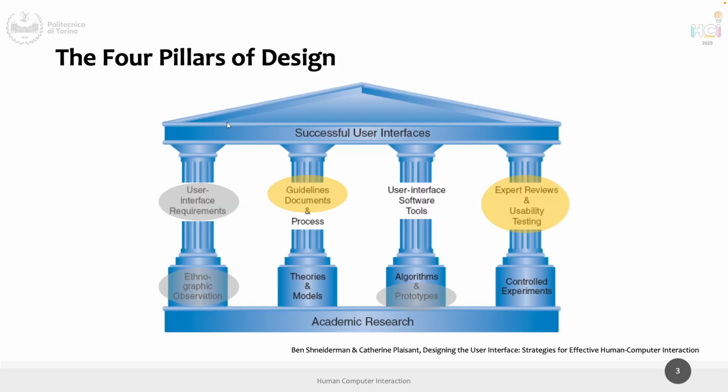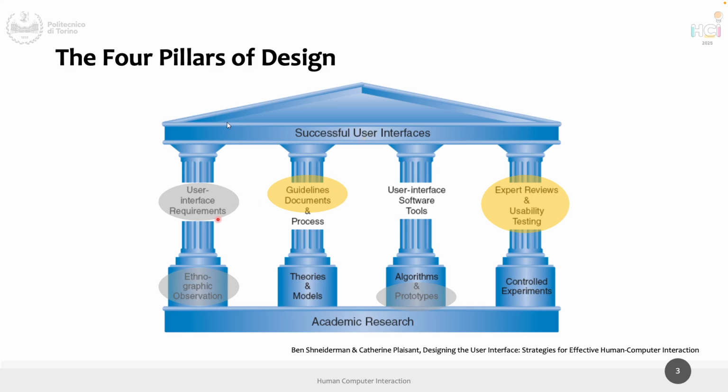Okay, so let's move to the actual lecture, that is about principles of design, like the one we've just discussed. So what does this picture say? This picture says that to build a successful user interface, you have 4 pillars. 4 pillars in general that stand on academic research, on academic results, and then build up to the practice.